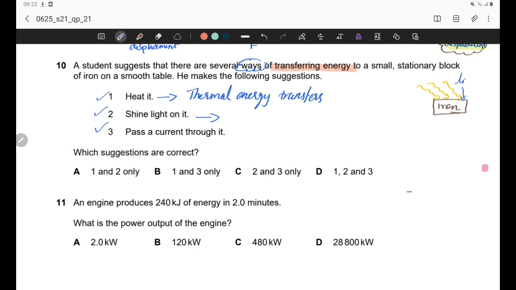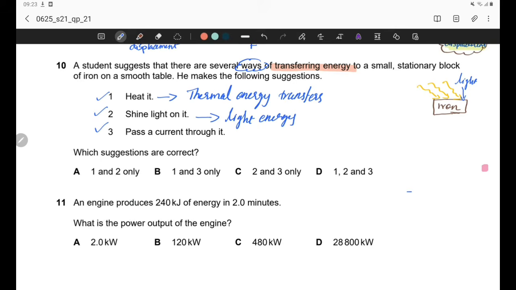Light energy will transfer to the electrons in the iron block, so that the energy of the iron block will increase. So by shining the light on it, light energy can transfer. Actually it is called a photon, which you will study in higher grades. For now you just need to know light is also a type of energy, and this light energy can transfer from one object to another object.